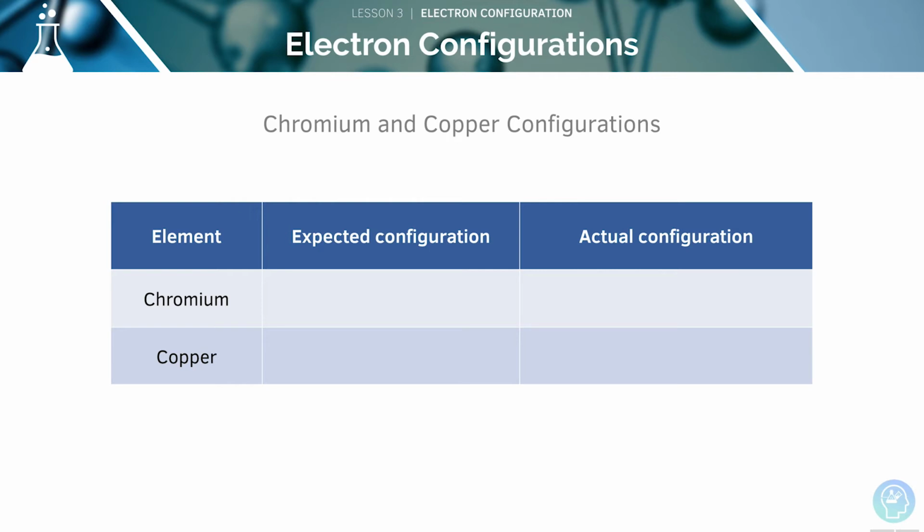We'll start off with chromium. The expected configuration would be 1s2, 2s2, 2p6, 3s2, 3p6, 4s2, 3d4.